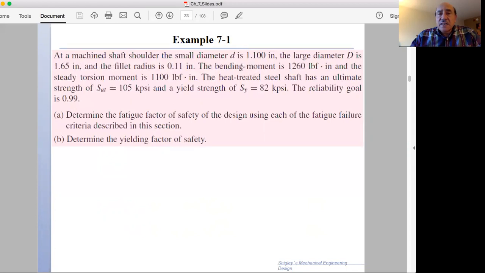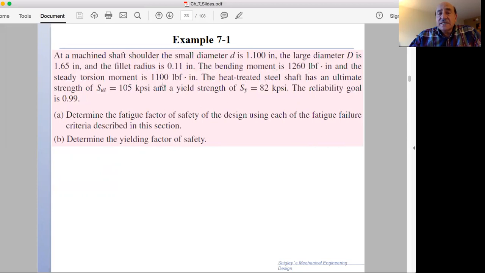You can review it. You get a diameter of 1.1 inch, and going step up to a larger diameter of 1.65 inch. So you have a ratio of lowercase d over capital D that is used in determining the stress concentration factor at the shoulder. We have a fillet radius that is given to us, so we have R over D also. Between R over D and lowercase d over capital D, we can find the stress concentration factor from the charts. We are given bending moments that are alternating.